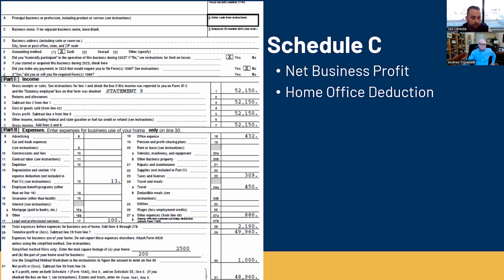And then at the end, line 31, after taking all this up, it's going to show you, after you take off all your expenses, what is your net taxable profit from your small business for the year. So you want to take a look at that number just to see what that number shows.